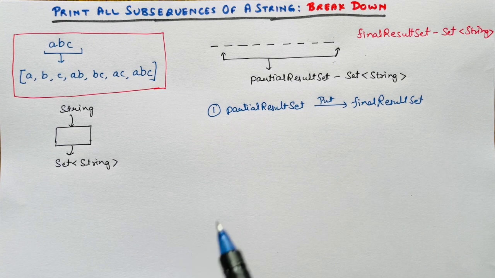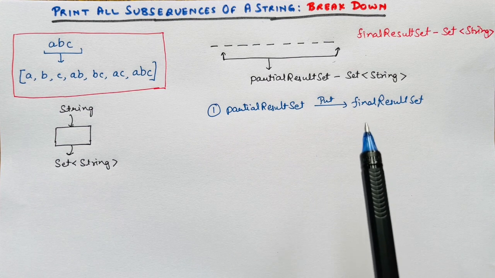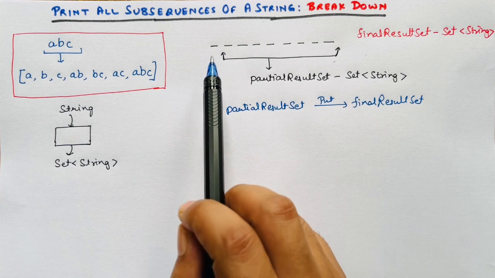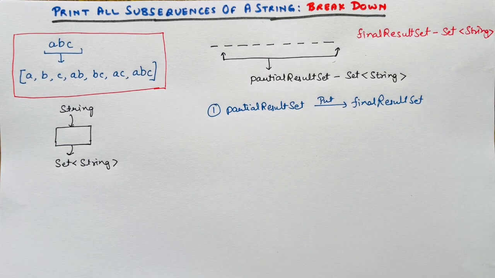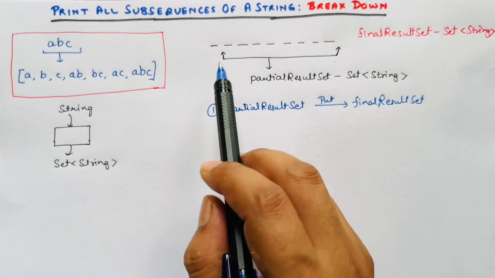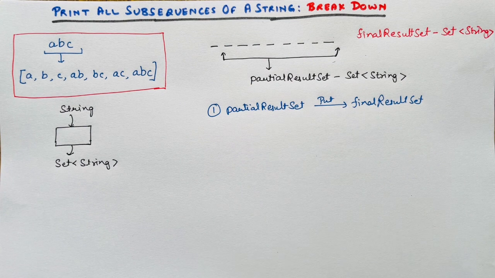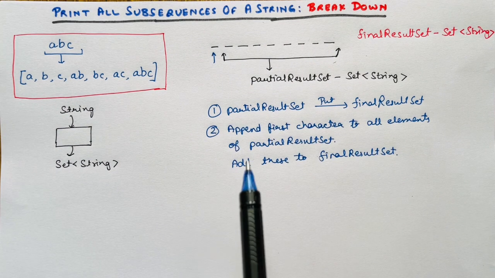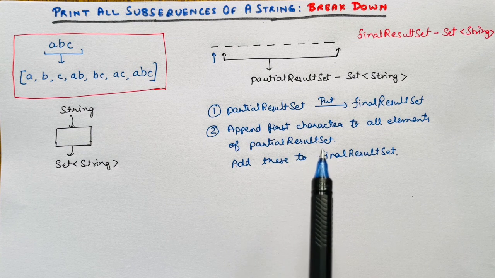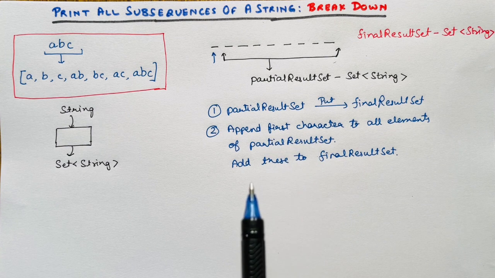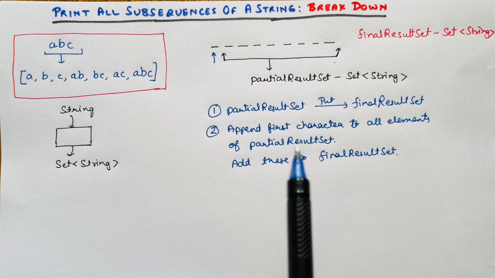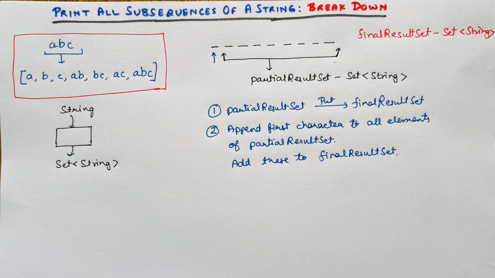So we have added some elements to our final result set. But what is it missing? It still does not have all the subsequences that start with the first character, right? And how can we derive that? We can derive that by appending our first character to all the subsequences that are part of the partial result set. So we take every element of the partial result set and we append the first character to that element. And then we add all those results to our final result set.